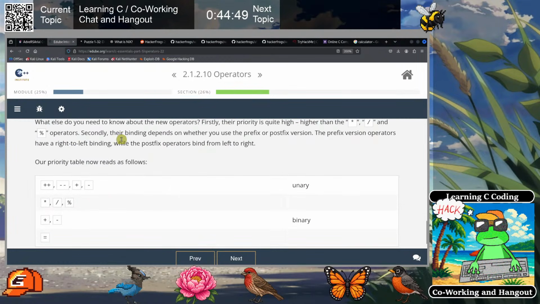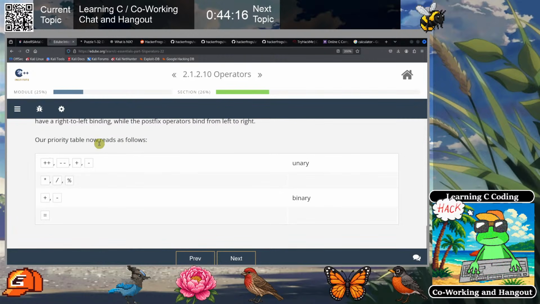Okay, so what else do you need to know about the new operators? Firstly, the priority is quite high, higher than the multiplication, division, and modulo operators. Secondly, their binding depends on whether you use the prefix or postfix version. The prefix version operators have a right to left binding, whereas the postfix operators bind from left to right.